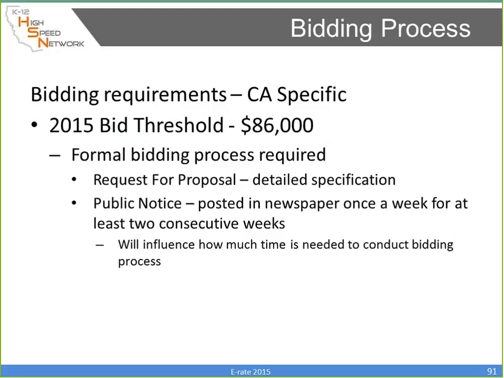Now, E-rate requires that you not only follow the federal E-rate bidding rules, but you have to follow state and local bidding rules. So one of the state things that you should be aware of is the bidding threshold. Currently for 2015, it's set at $86,000. That will likely be updated in December for the 2016 year. What does this $86,000 magic number mean? If your project is going to exceed that, then you must do a formal bidding process. A formal bidding process requires a request for proposal, detailed specifications of your project. It also requires public notice, posted in the newspaper once a week for at least 2 consecutive weeks.